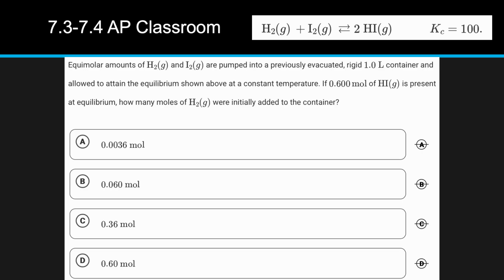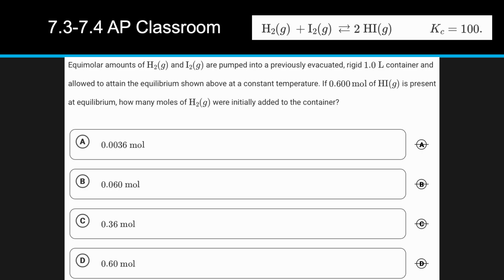So now moving on to the 3 top missed questions on the 7.3 to 7.4 AP Classroom assignment. This one says equimolar amounts of H2 and I2 are pumped into a 1 liter container to reach equilibrium. If 0.6 moles of HI is present at equilibrium, how many moles of H2 were initially added to the container?